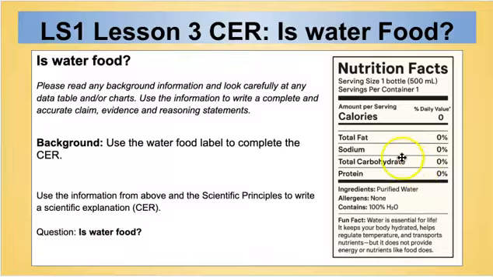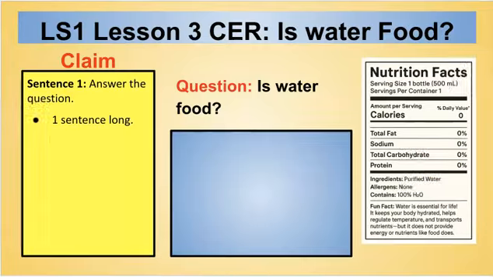So here it is. The question is, is water food? As you answer, you want to make sure you answer in one sentence, not 2, not 3, just 1. You want to have enough information for it to be correct, but you don't want to have too much information. You need to go beyond yes or no, because it would be really easy to say, is water food? No. Is water food? Yes. You need to go beyond that.